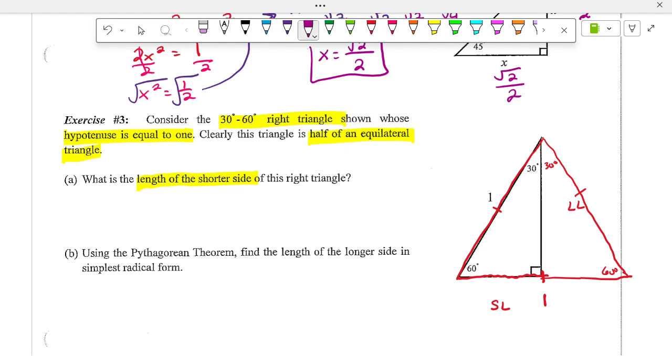Now, they said that the triangle we're actually using, if you want to highlight, that's good too. So this is the triangle we're actually using. But they said that this is half of an equilateral. So what would this side length be if we took half of an equilateral? 1/2. So this side length would be 1/2. So the shorter side length is 1/2.